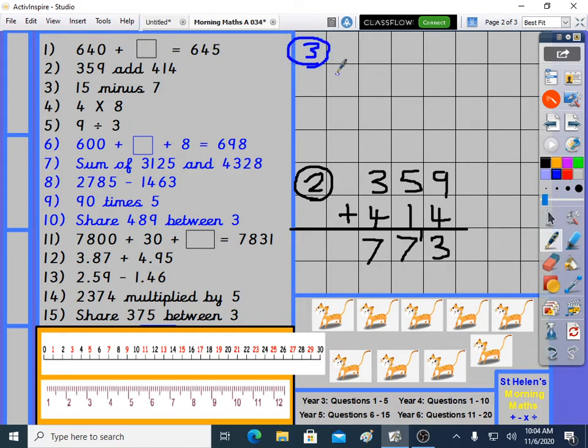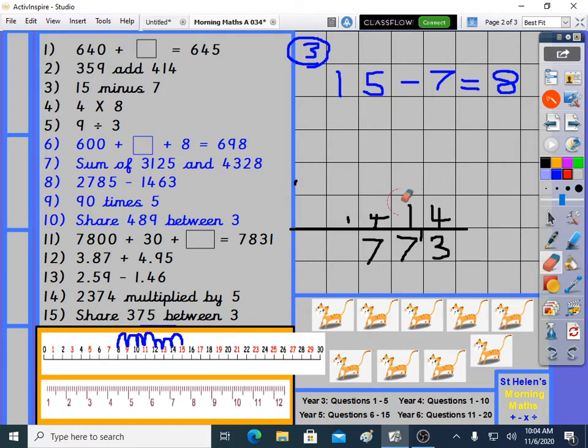15 minus 7. I'll need my longer number line for this. 15 minus means take away. We'll take away 7. Taking away 1, 2, 3, 4, 5, 6, 7, and we go down to 8. 15 take away 7 equals 8.